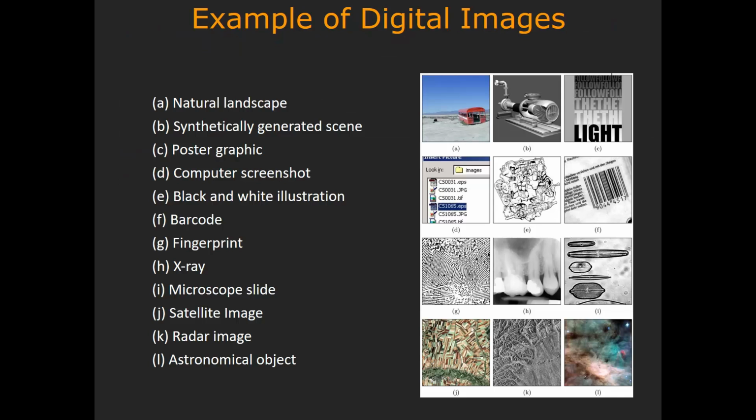These are various examples of digital imaging. This one shows a natural landscape, then a synthetically generated scene. This one is poster graphics, then there is a computer screenshot, black and white illustration, barcode, fingerprint, X-ray, microscopic slides, satellite imaging, radar image and astronomical data. So it has a numerous number of applications.